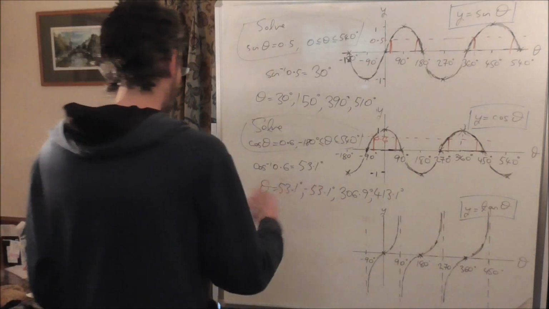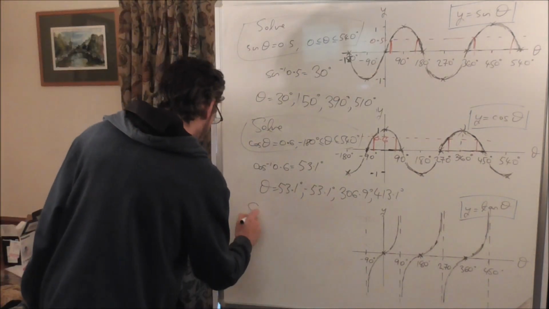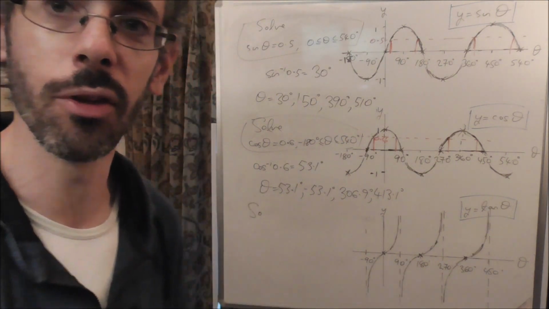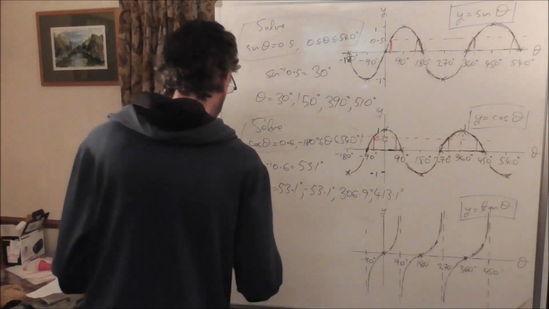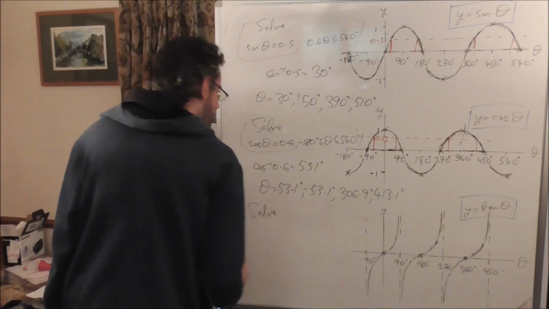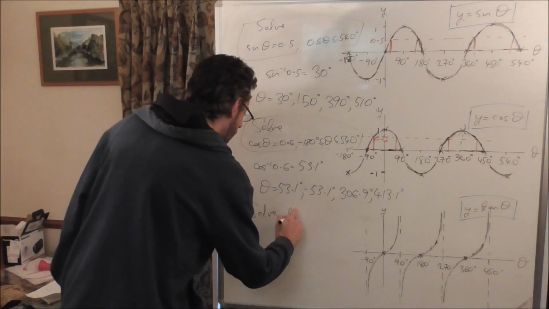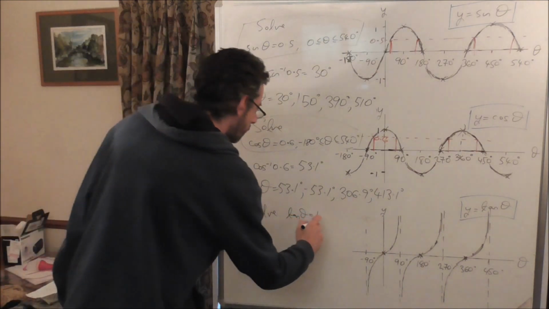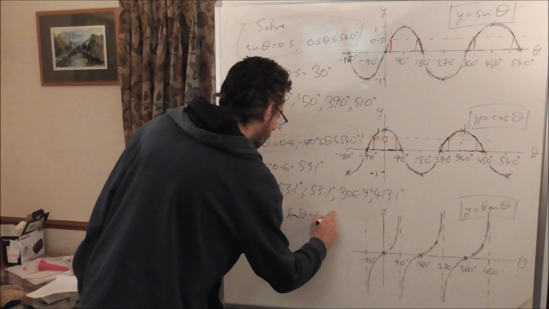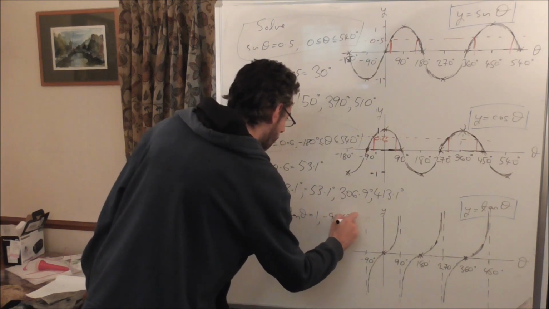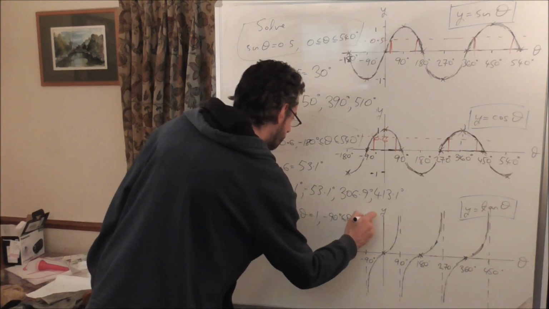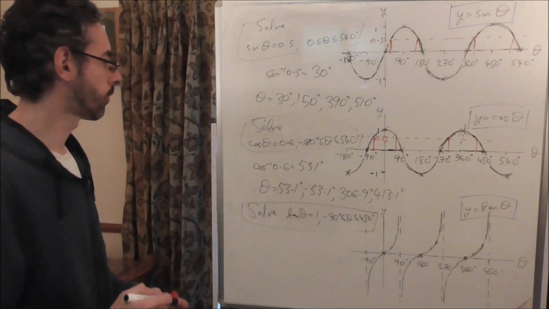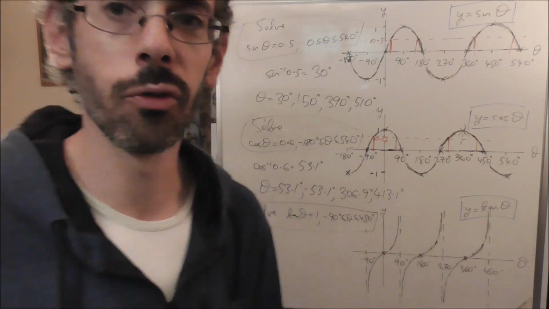Let's just do one more using the graphs. Like I said, solving using the graphs is not the main focus of today's lesson. I'm going to show you another method after this last example. But let's do one more using the graphs. Let's solve tan theta equals 1, looking in the range from minus 90 all the way up to 450.